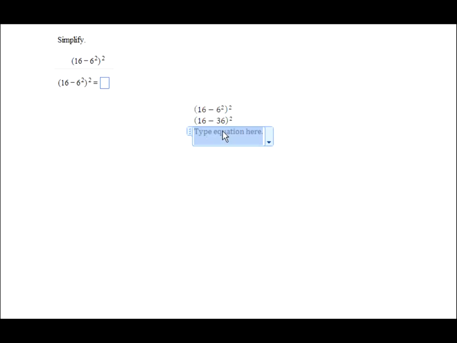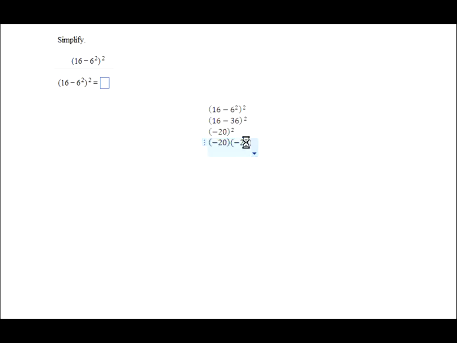Right? And then inside there we have 16 minus 36 now. We want to simplify that. And 16 minus 36 is negative 20. So we have negative 20 to the second power. Right? And then we've done as much as we can inside the parentheses. So we want to apply the exponent to the negative 20. And that means we multiply negative 20 by itself.